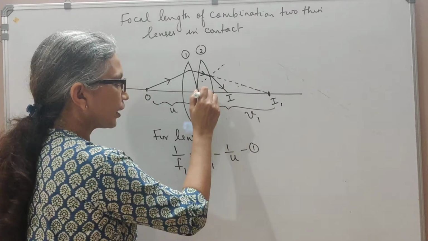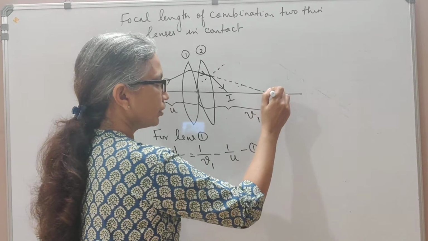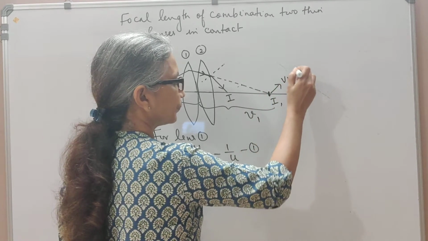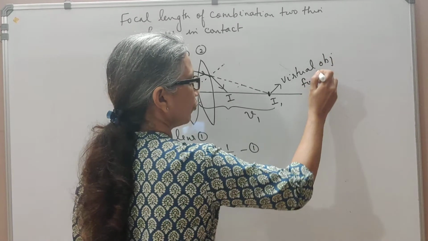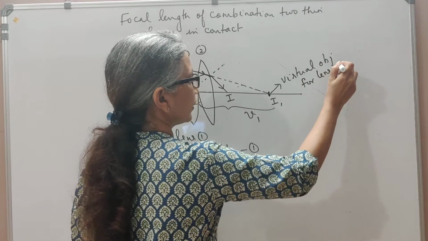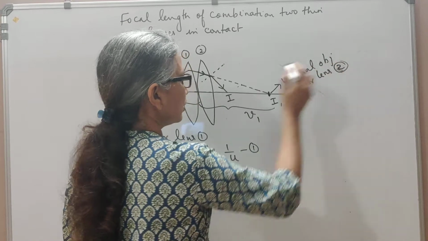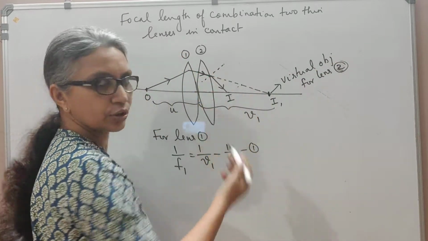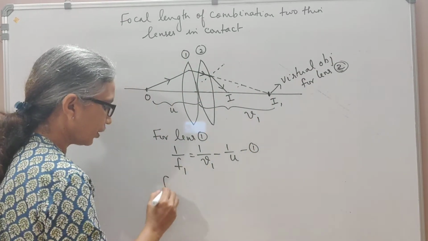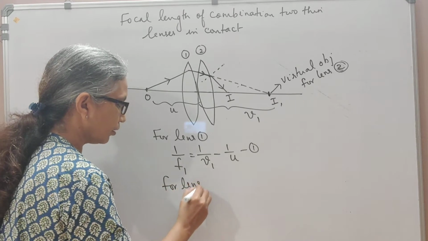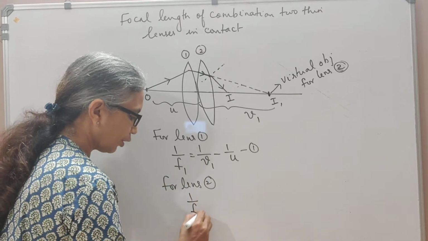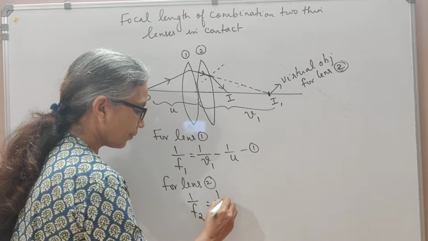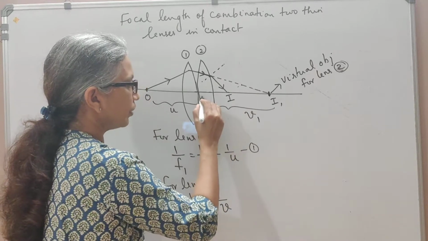So for the second lens, this is the virtual object for lens 2, and this will be the final image, the image of the second lens. So for lens 2, when I write the thin lens formula, 1 by f2 is equal to 1 by v, which is the image distance.